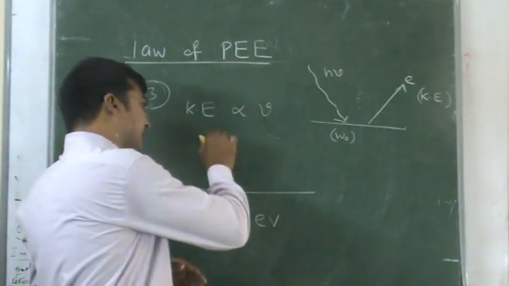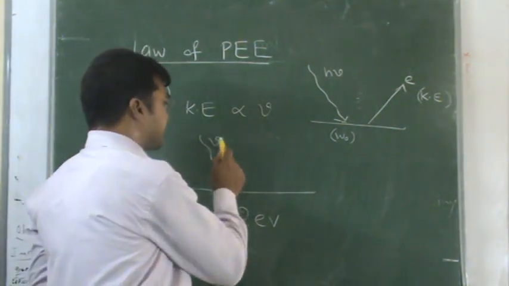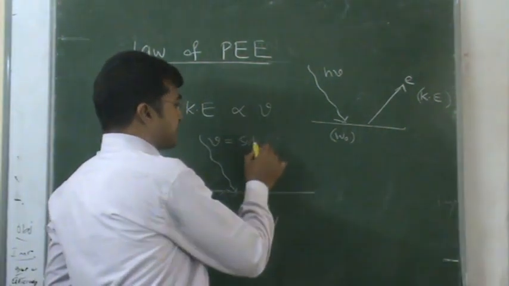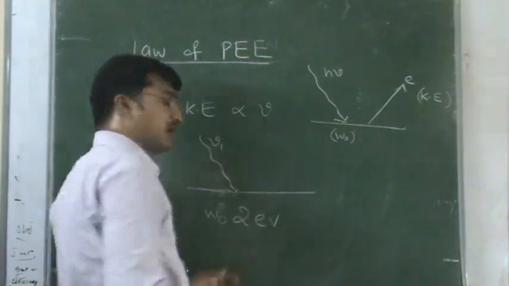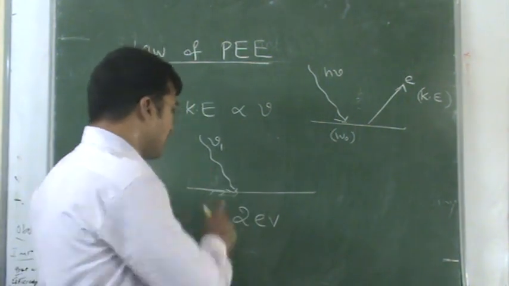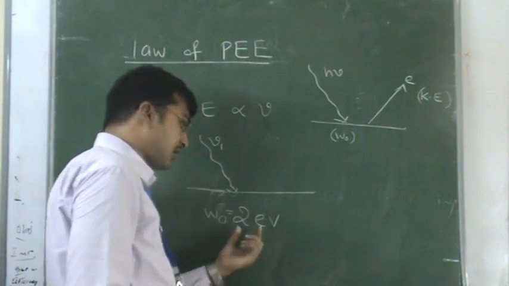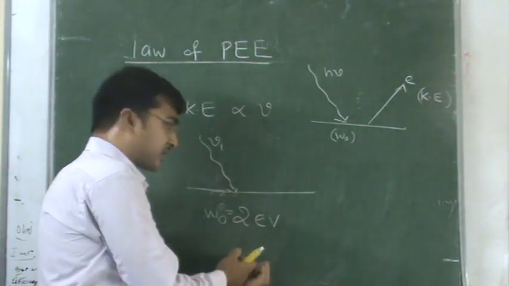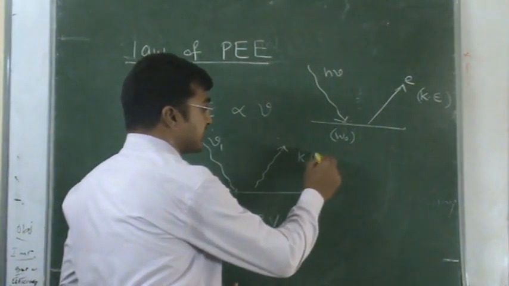I am taking one light, which has some frequency, nu1. Nu1 is the frequency of this light. When this light is incident on the metal plate which has a work function of 2 electron volts, that means of this energy it will use 2 electron volts, and the remaining is ejected as kinetic energy. Electrons are ejecting with kinetic energy.